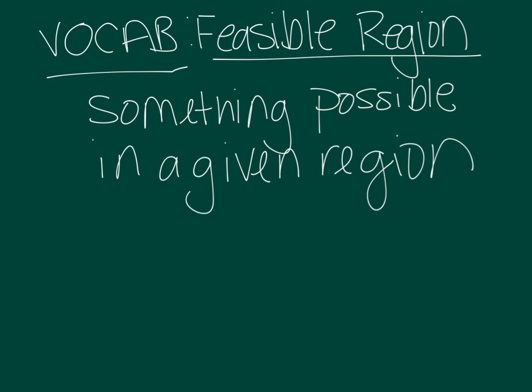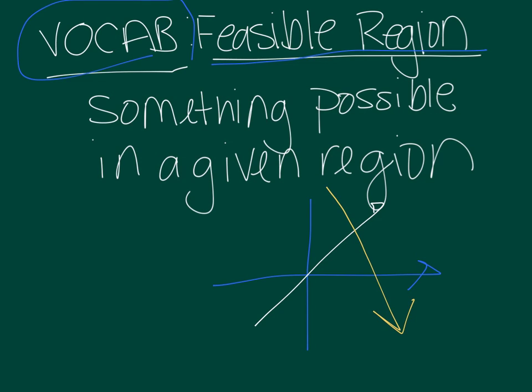Alright, so the vocabulary you need to worry about for this section is feasible region, which means it's something possible in a given region. So if you have a graph, and for example the lines intersect at these three places, this is called the feasible region.